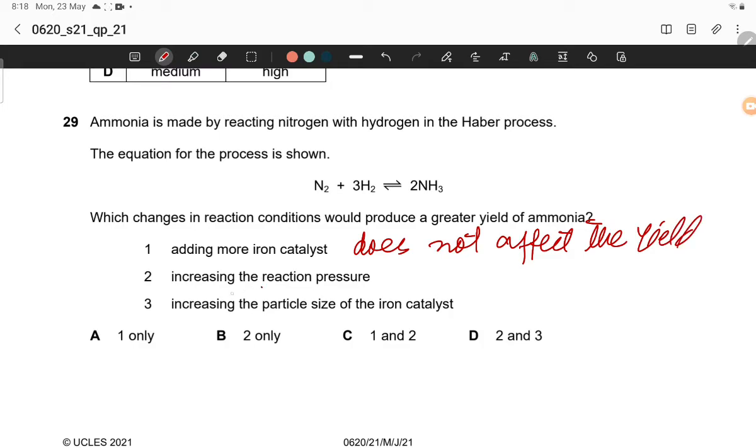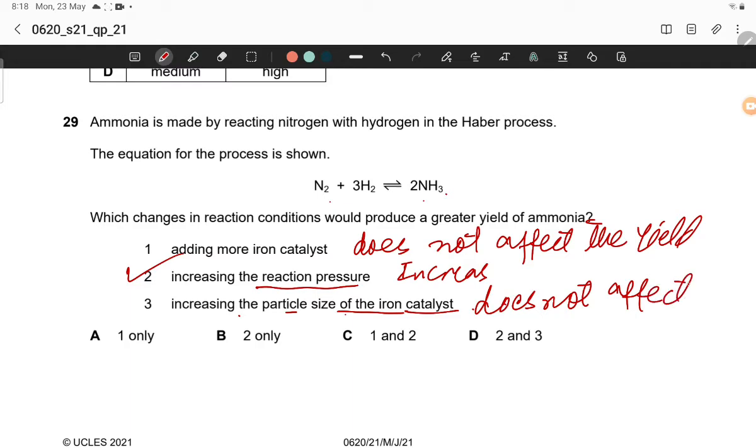Increasing the reaction mixture pressure, yes, increases the yield because a reaction will shift forward with fewer moles, so more yield is produced. Increasing the particle size of the iron catalyst, no, particle size of the iron catalyst does not affect the yield. So only two options are correct.